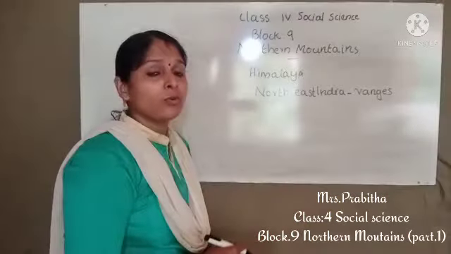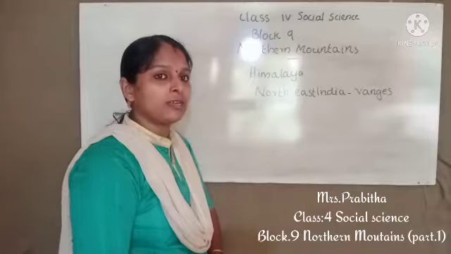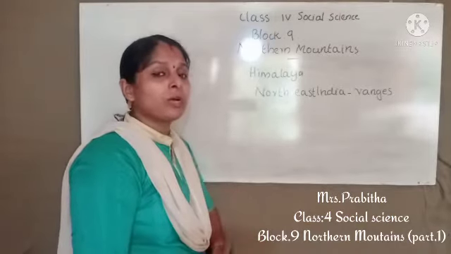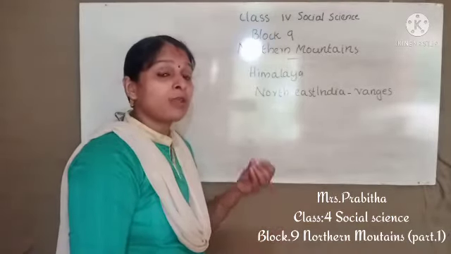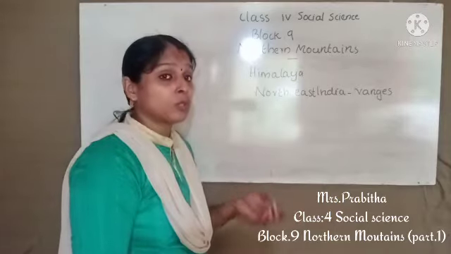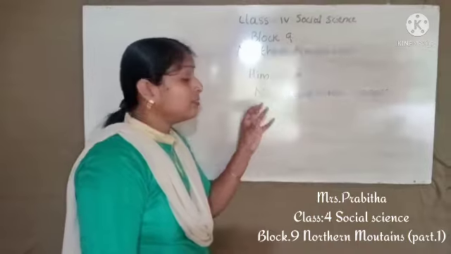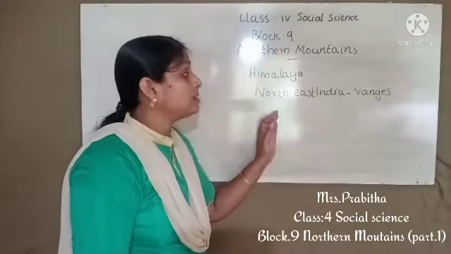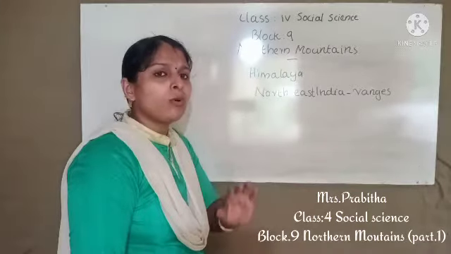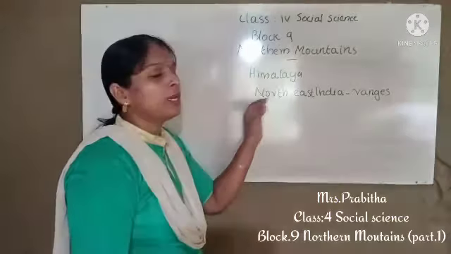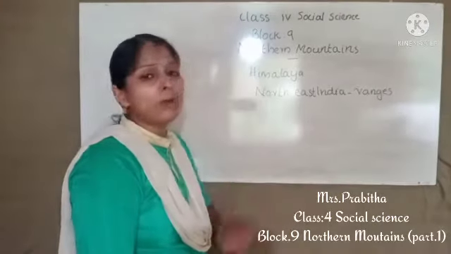Northeast India. Northeastern states we studied, the 7 sisters. So Arunachal Pradesh, Assam, Nagaland, Meghalaya, Mizoram, Manipur. That and all we studied. So these hills are situated in the northeastern part of India. So all these mountains are together called northern mountains.